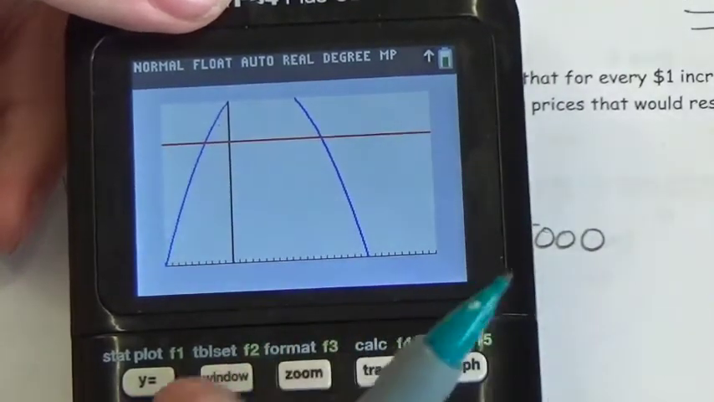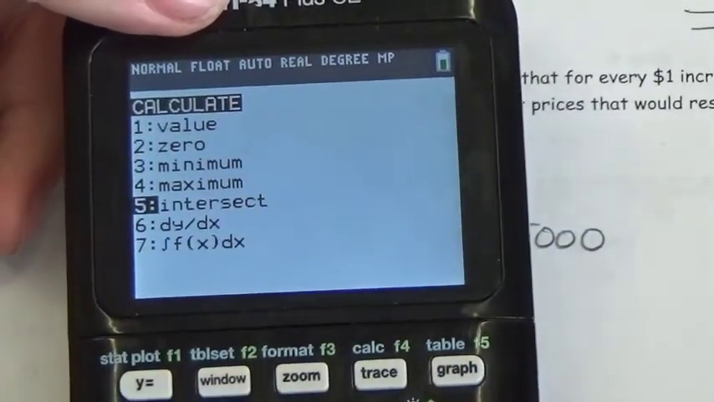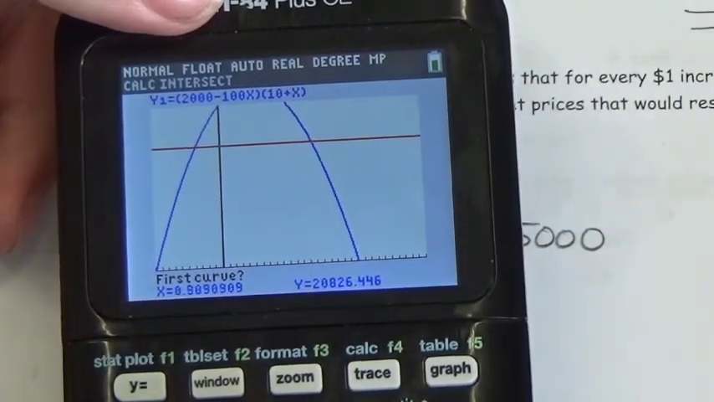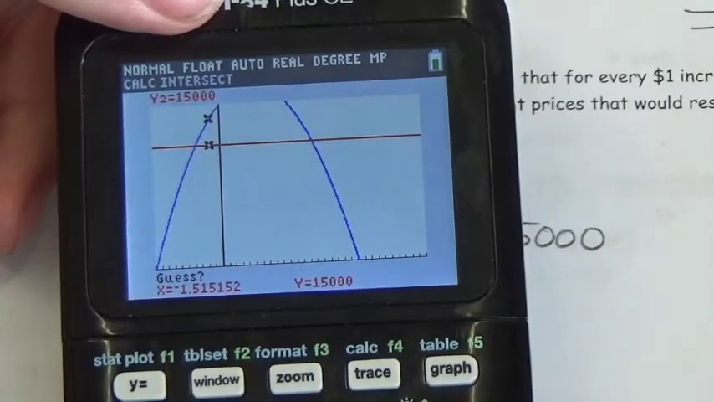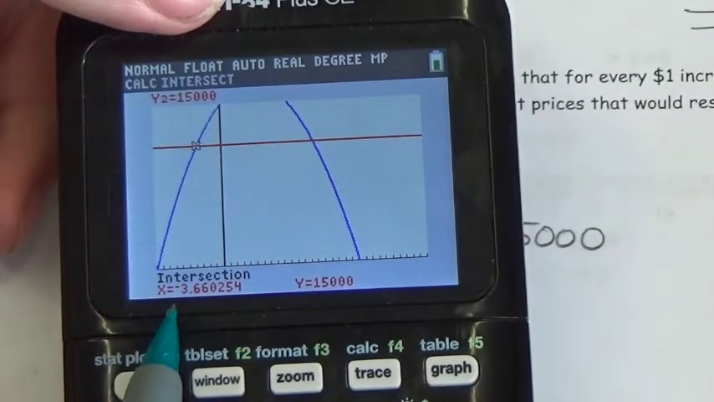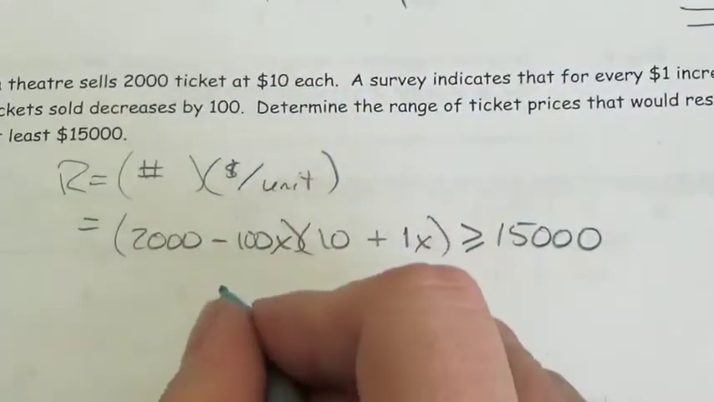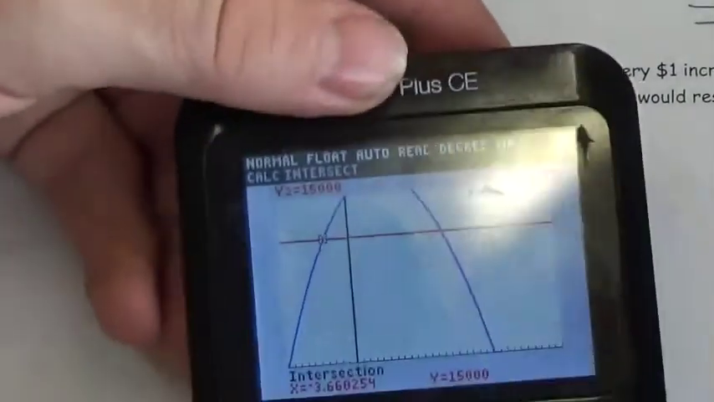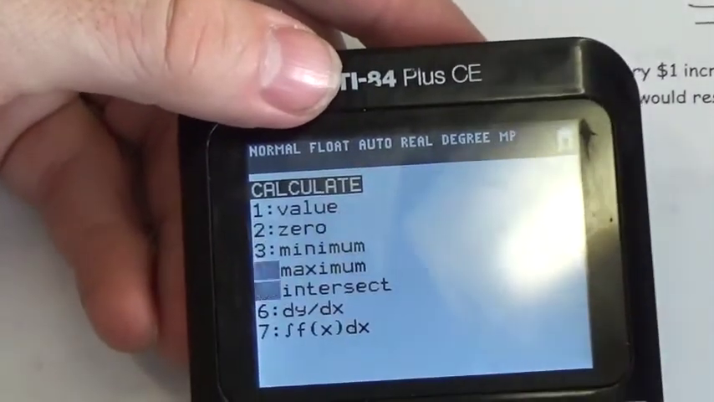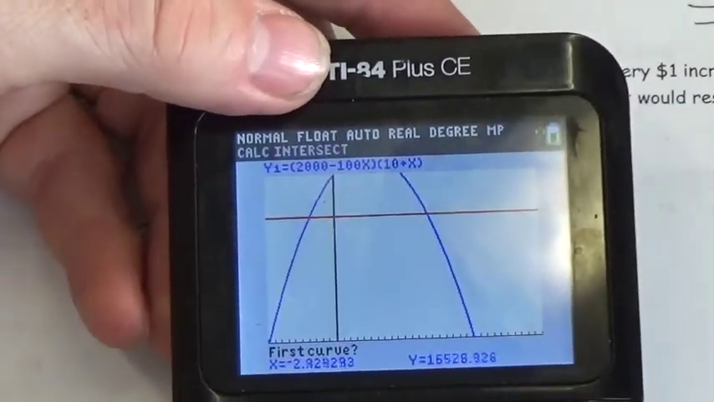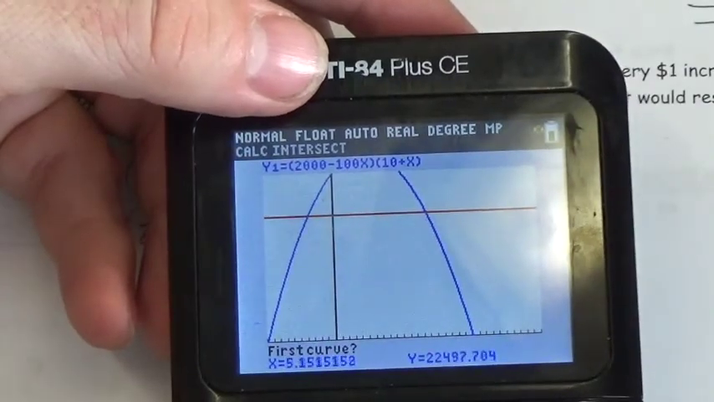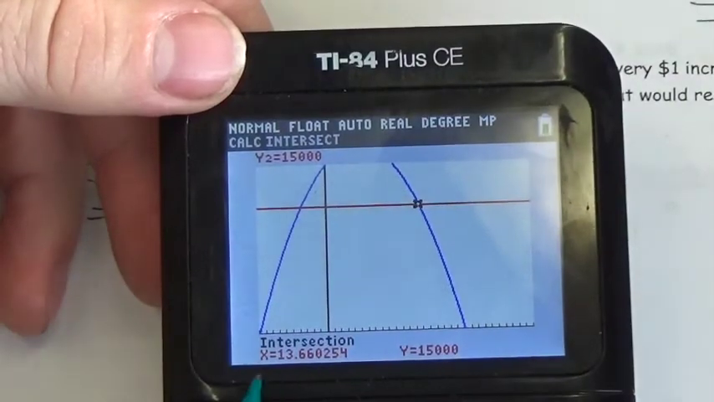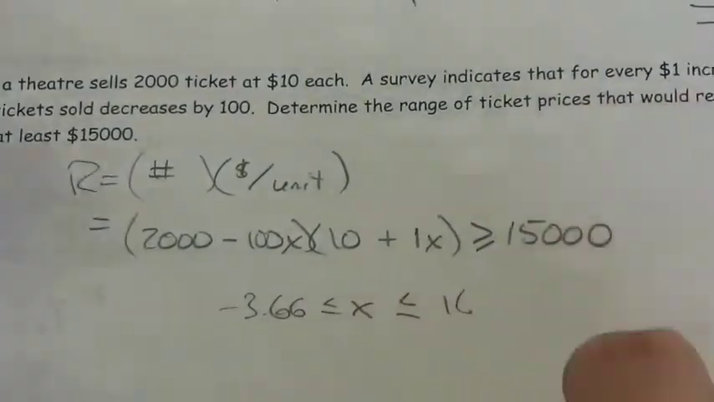So let's take a quick look. I'm going to look for the intersection, and I just need to move my cursor close to this point of intersection here. Enter, enter, enter. And I see negative 3.66. So negative 3.66 is less than or equal to X, which is less than or equal to, let's go back to my point of intersection, move that way over to here, and we get 13.66.